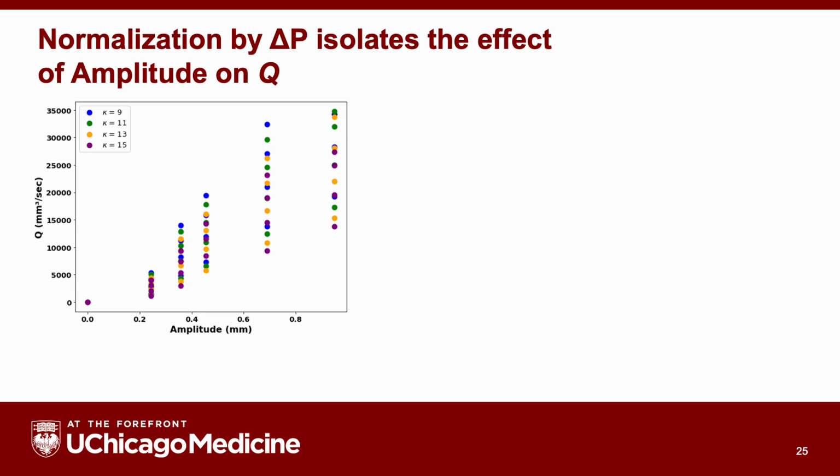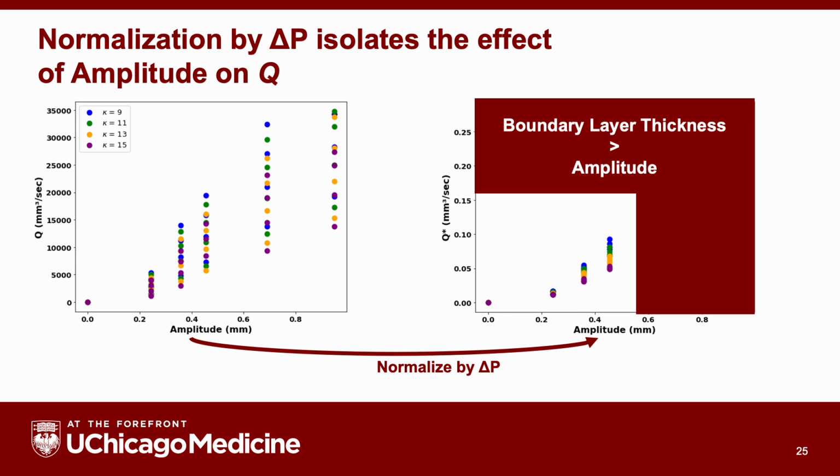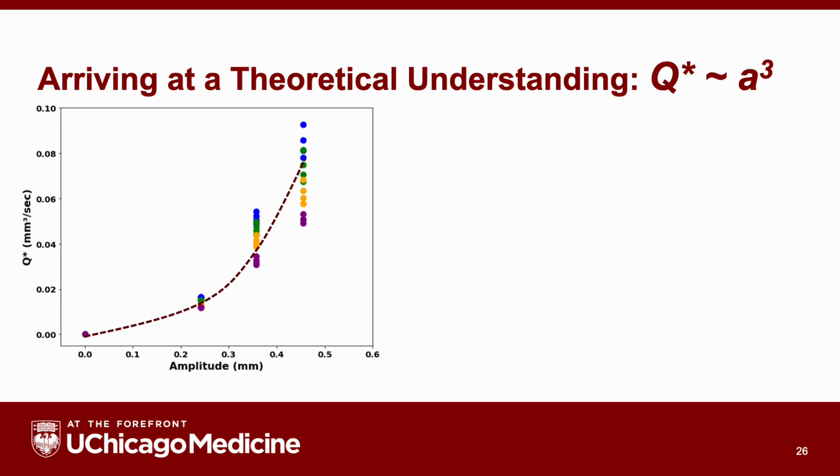To do this, we used the theoretical insight for flow through an annulus. We suggest that Q should depend linearly on pressure gradient delta P. Interestingly, this helps us to significantly collapse the data, especially in the regions of not too large amplitude, the region where the assumption of the theory holds. The figure on the right replots the data by applying this normalization with delta P. Let's look further at this renormalization.